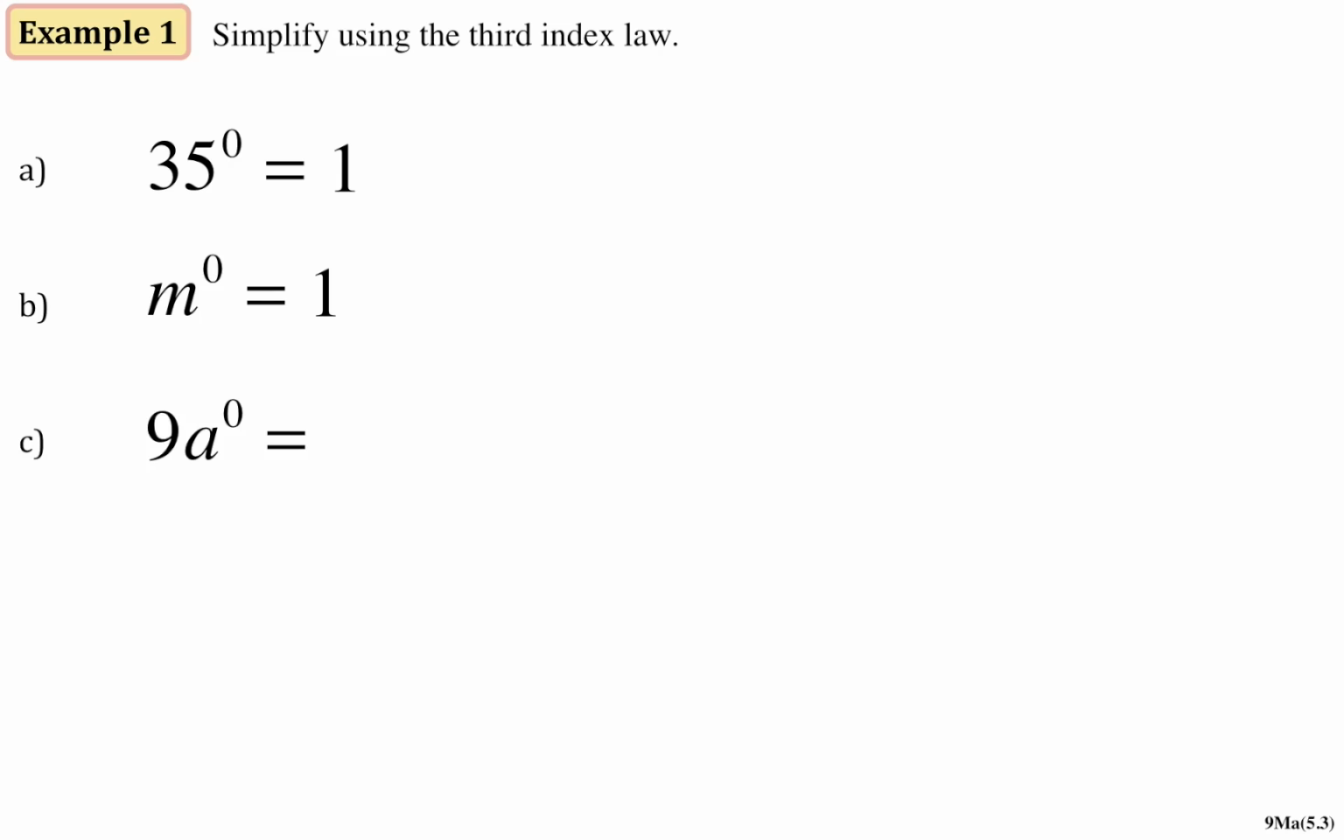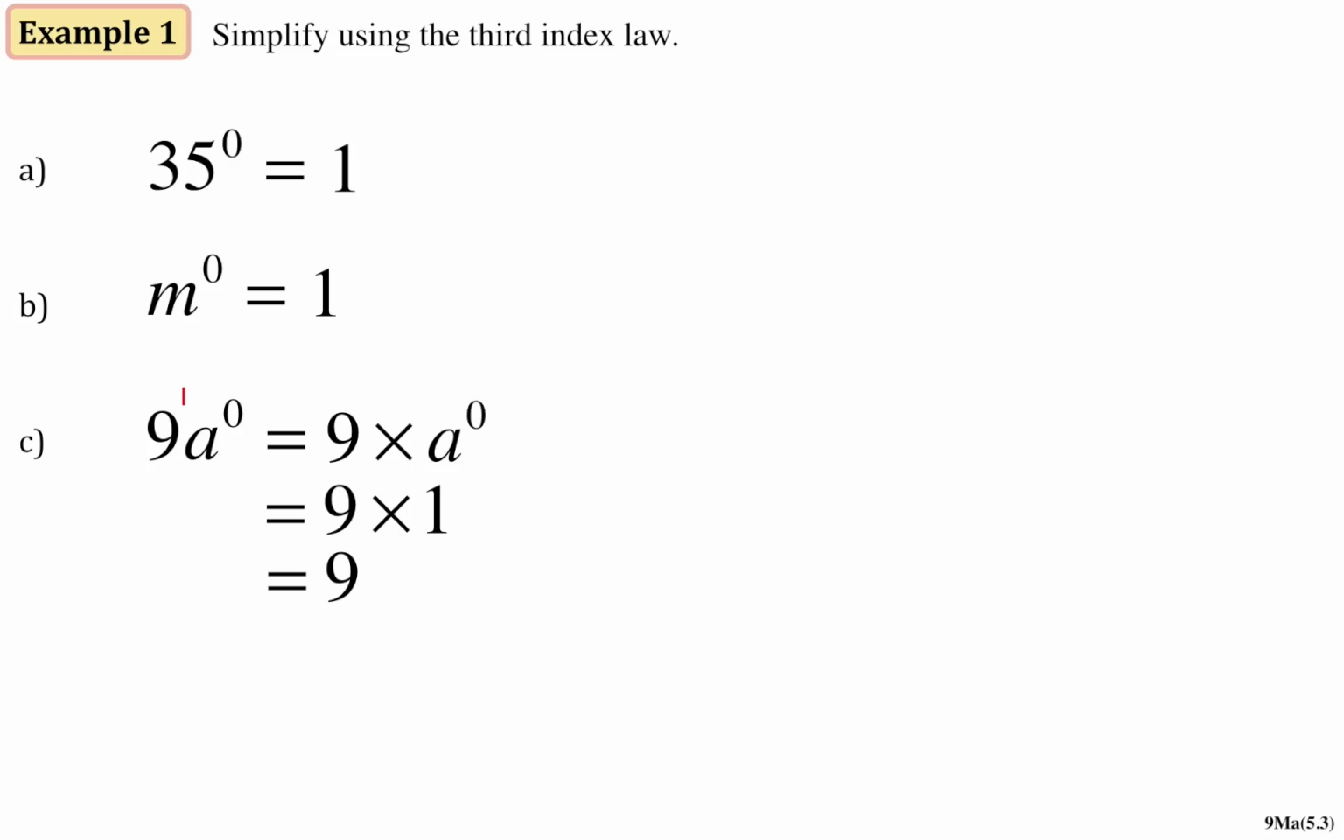Part C. 9a to the power of 0. Anything to the power of 0 equals 1, but this is a trick question. The a has a power of 0 above it, but does the 9 have a power of 0 above it? No, it doesn't. Realistically, that 9 has a power of 1 above it, but we just don't bother writing it. So this is really the same as 9 times a to the power of 0, and we know a to the power of 0 is equal to 1, so it's really 9 times 1, and 9 times 1 is just 9.